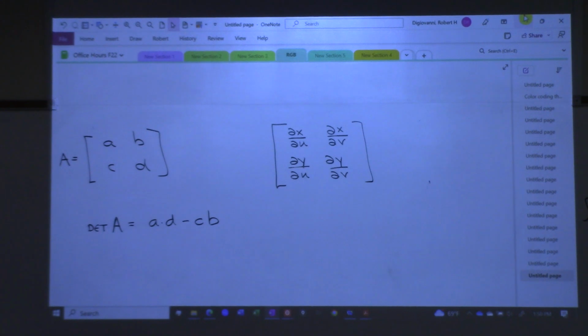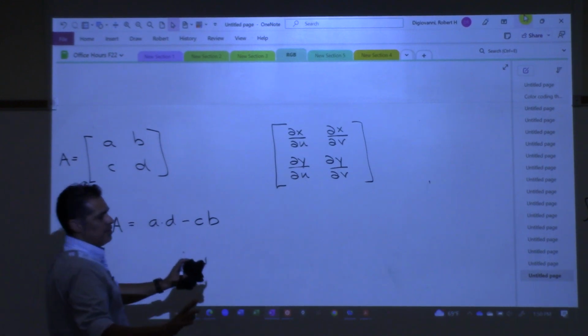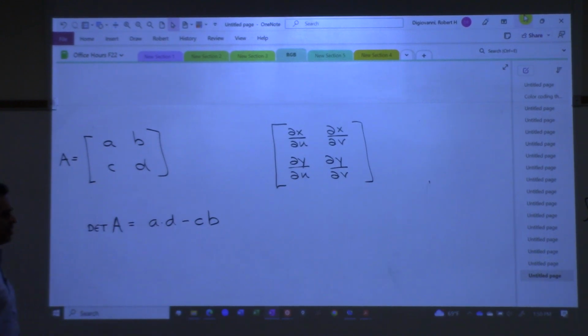Yes? Is there significance to the Jacobian besides getting that determinant? Oh yeah, the Jacobian has a lot of different meanings to it. For us, let's stay in this though. Yes? Is doing the conversion to x, y, z as simple as making a 3x3 matrix? Yeah, so that's what I'm talking about now.